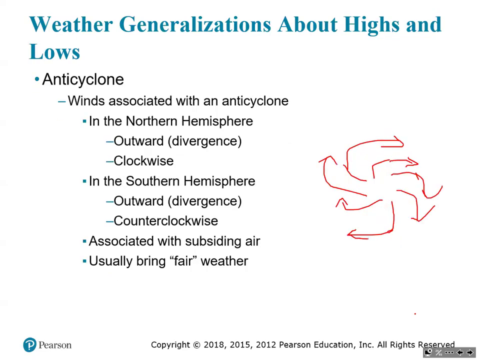An anticyclone, the winds associated with an anticyclone move outwards. It's a divergent pattern. In the northern hemisphere, they go clockwise, as shown here. You can see everything is turning to the right, and so the winds go clockwise. In the southern hemisphere, they go counterclockwise. This is associated with subsiding air dropping from higher altitudes. This usually brings fair weather, nicer weather. That's because that air is dry.